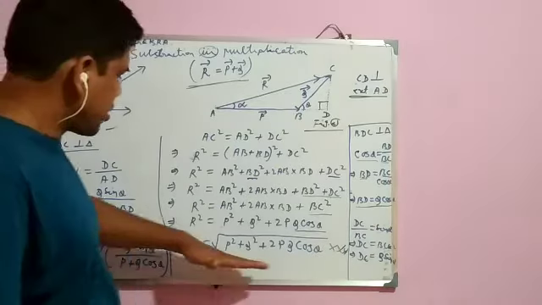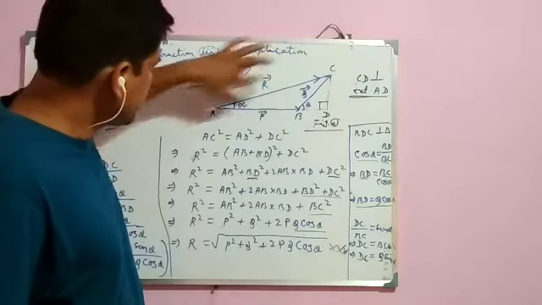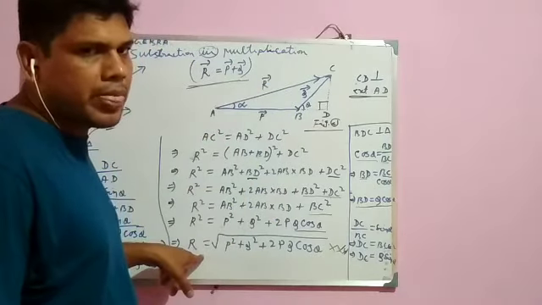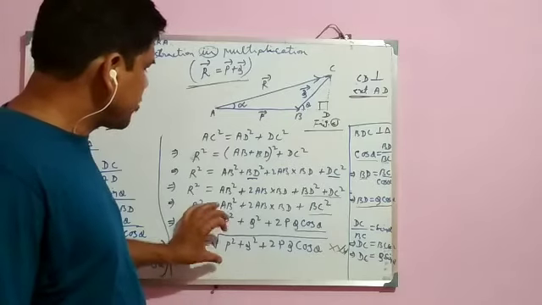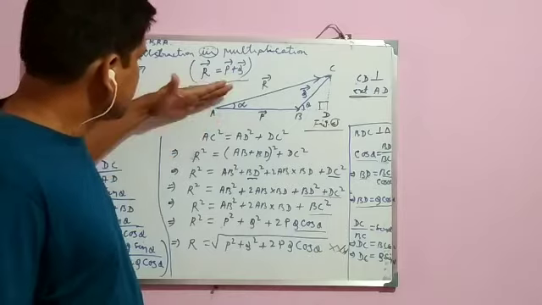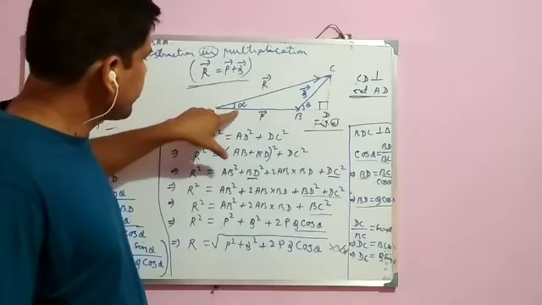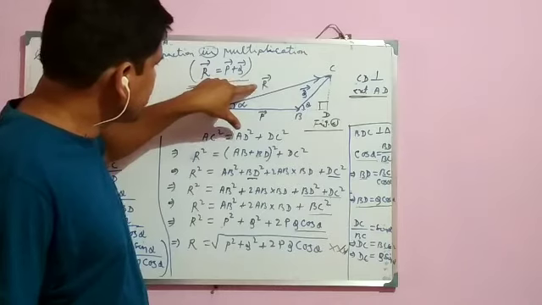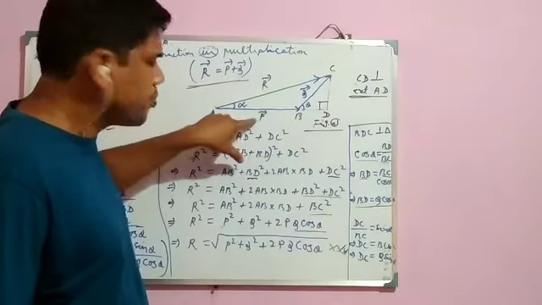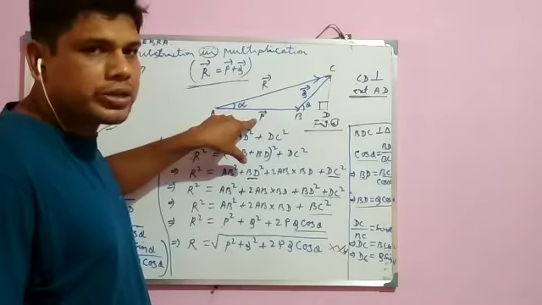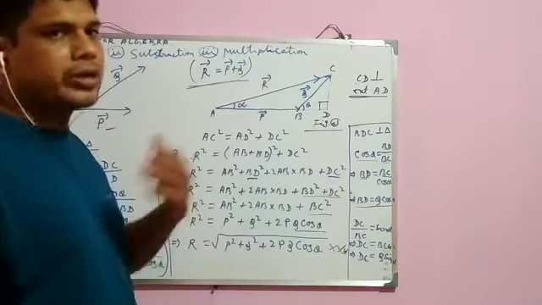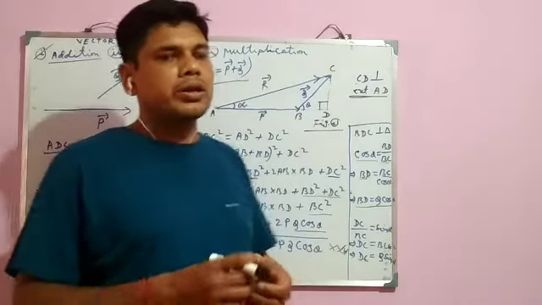Now we have got the magnitude of this AC line, here it is represented by R, the resultant vector. Now we have to find the direction also, because a vector possesses both magnitude and direction. So the direction is along this direction. How can we find it? See, this resultant vector R is making angle alpha with this AB or P vector. So we have to find this angle alpha. If we find the angle alpha, we can find the direction.